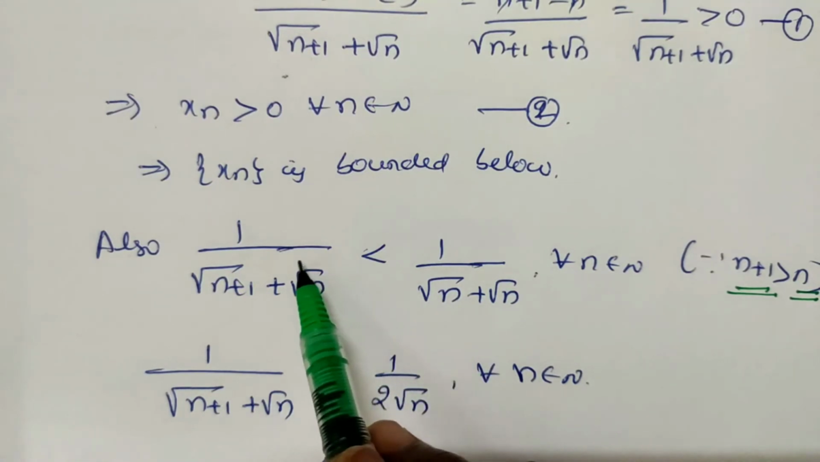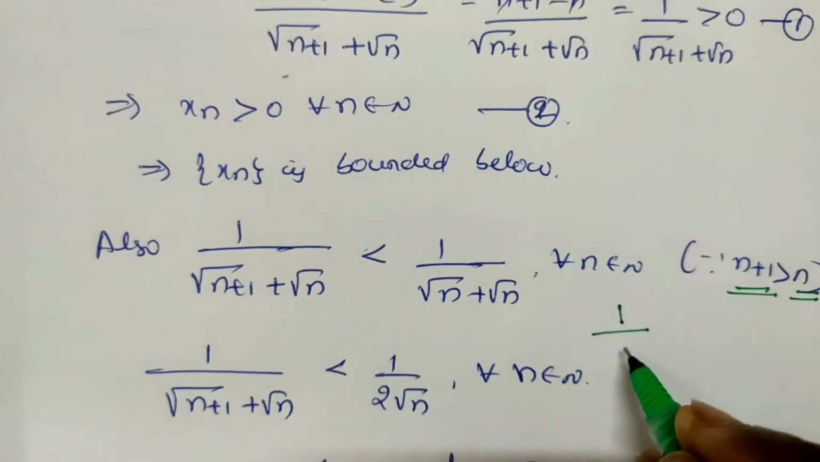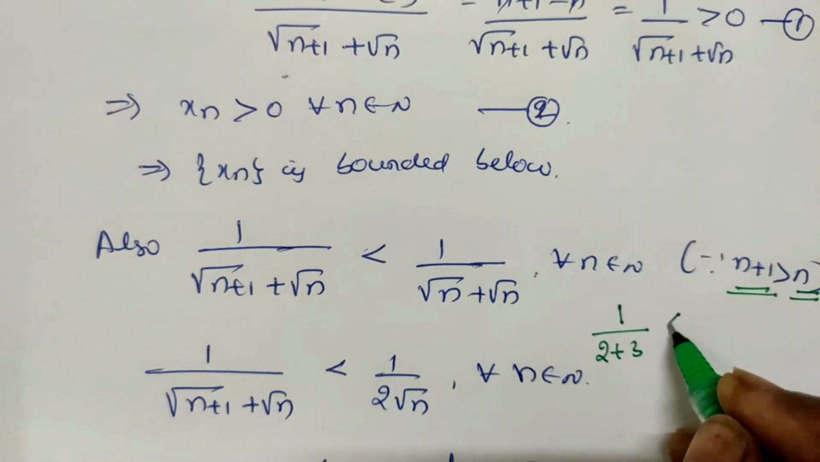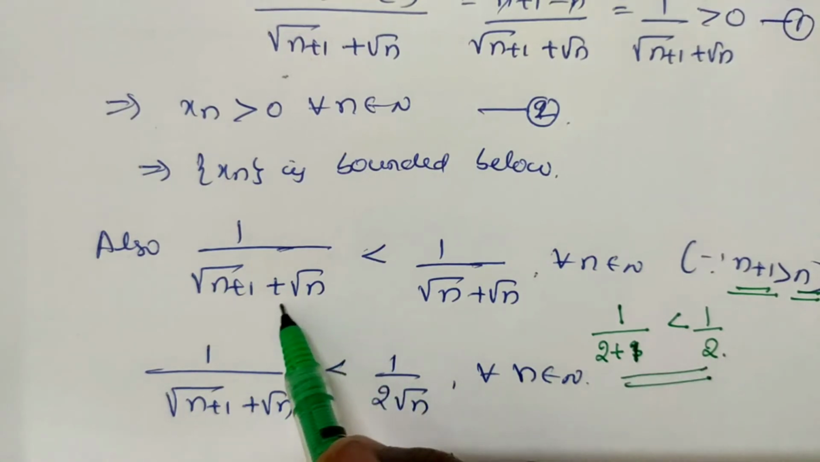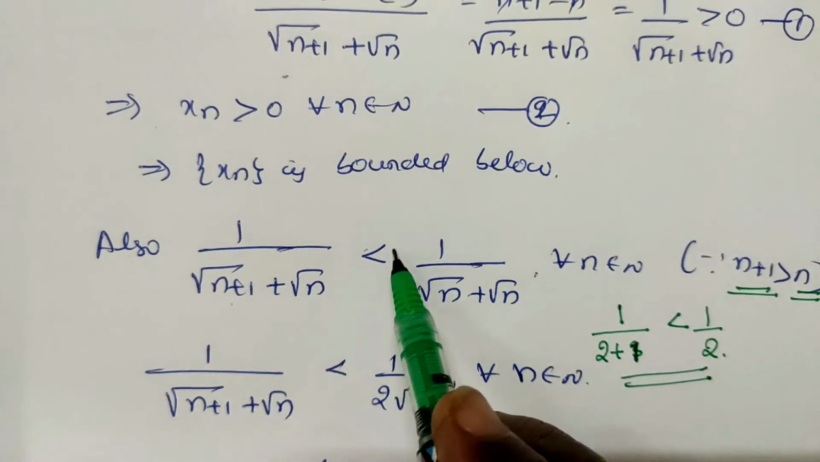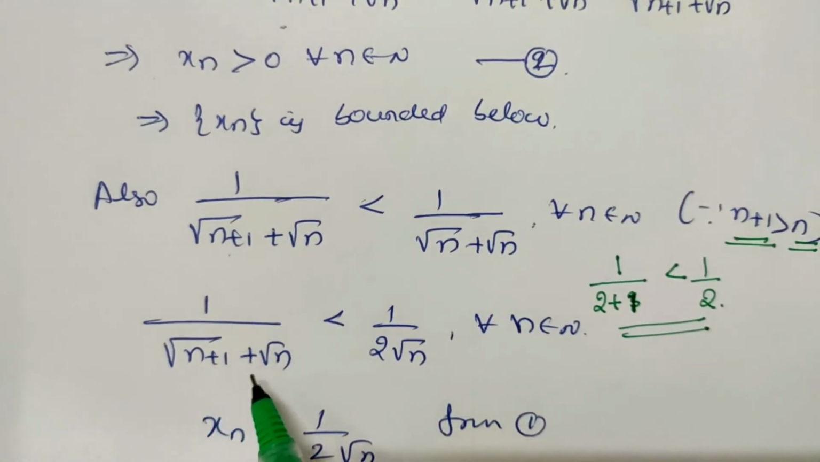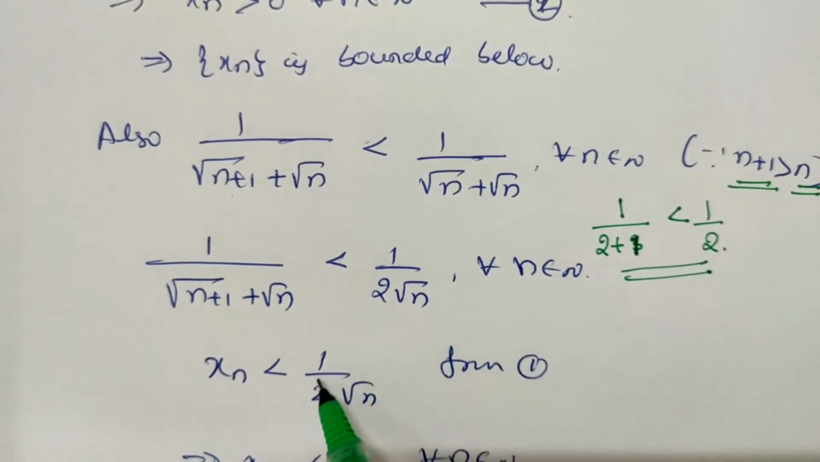For example, suppose we have 1 divided by 2 plus 1, which is 1 by 3. 1 by 3 is always less than 1 by 2. This we know. So if you take n instead of n plus 1, this value is definitely larger. So this implies 1 divided by root n plus 1 plus root n is less than 1 by 2 times root n, and this is nothing but our xn.